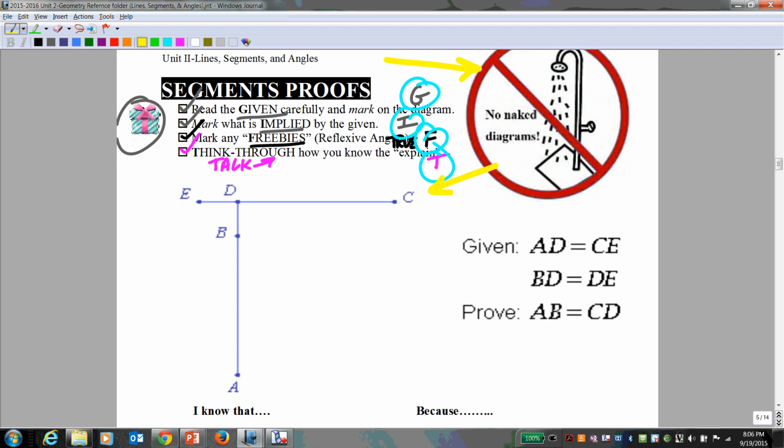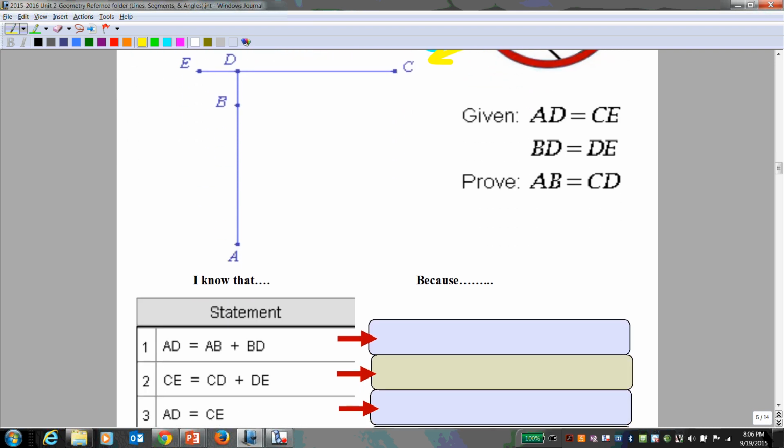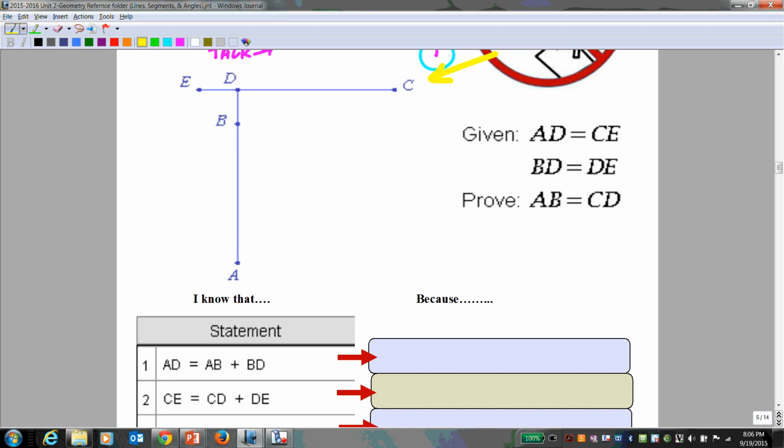Let me give you an example here. Let's do this one together. Get your colors out. They're helpful. We are given some starting information. We are given that the segment AD is of equal distance to CE. So choose one color for that, and we're just going to bracket AD. And CE is equal. So hatch, hatch.